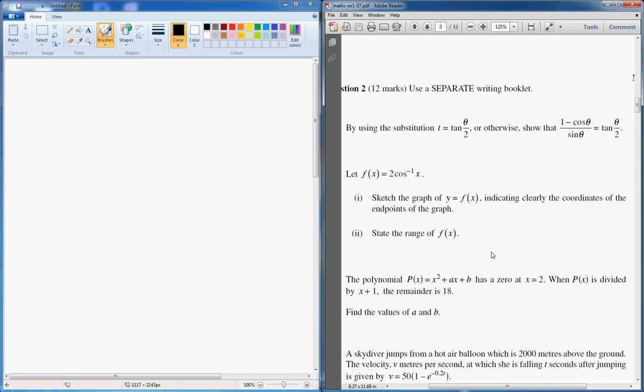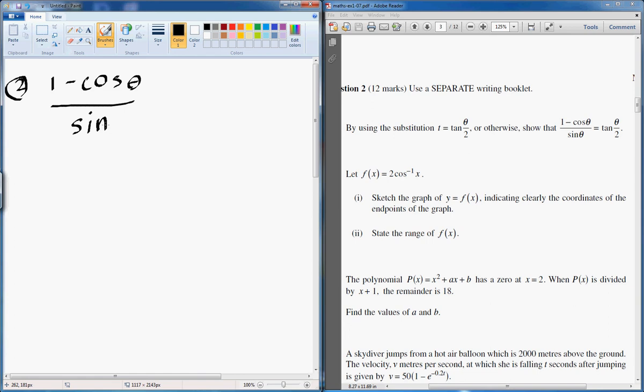Alright guys, so we are up to question 2 of the 2007 paper. So we need to show that (1 minus cos theta) all over sine theta is equal to tan theta on 2. That's what we need to do.